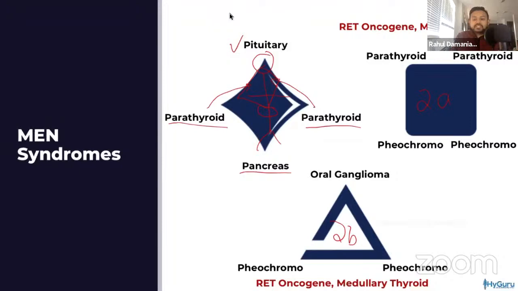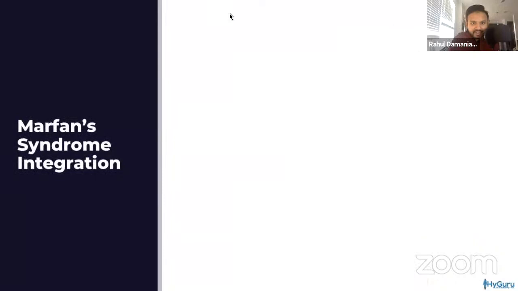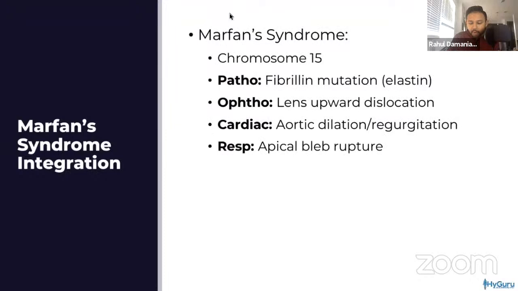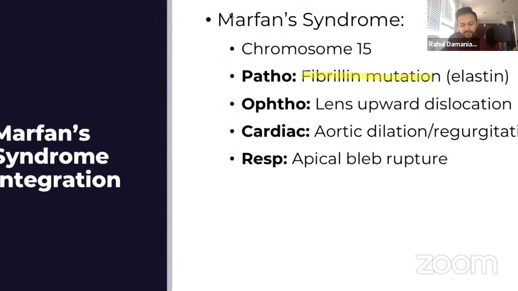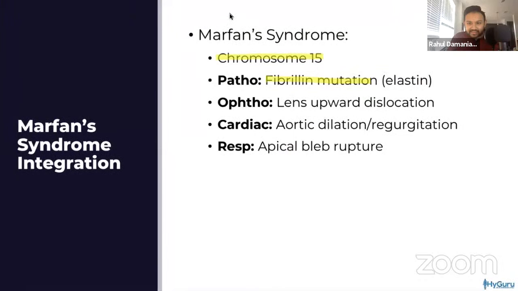What's important for us to also recognize is that the marfanoid habitus is seen in MEN2B syndrome. So what I want to do is talk about how marfanoid habitus or Marfan syndrome can present on the USMLE. So Marfan syndrome, remember, is going to be a fibrillin mutation on chromosome 15. And when you have bad fibrillin, you're going to have bad elastin. And bad elastin means that you are going to have increased hypermobility. And thus, you can get an upward lens dislocation, you can have issues with the aortic root, and you can have spontaneous pneumothoraces.